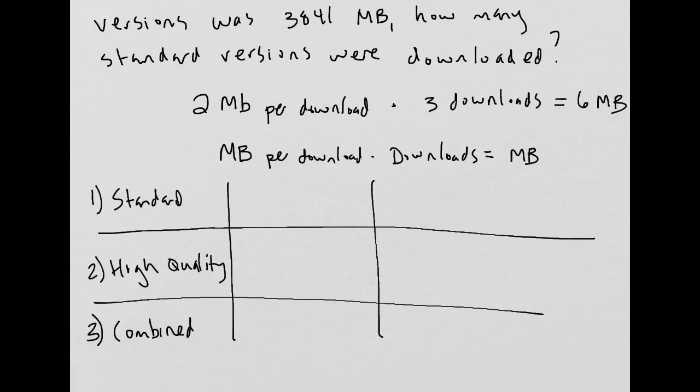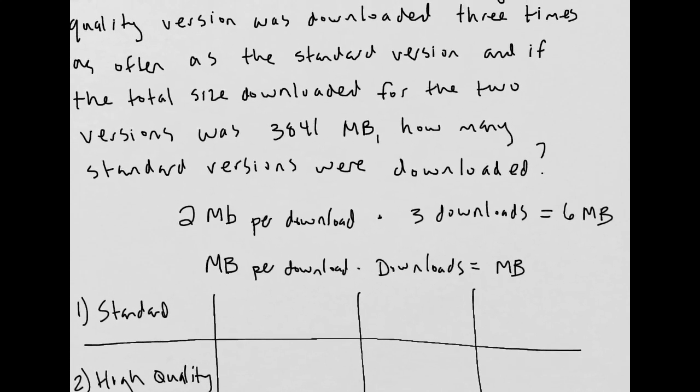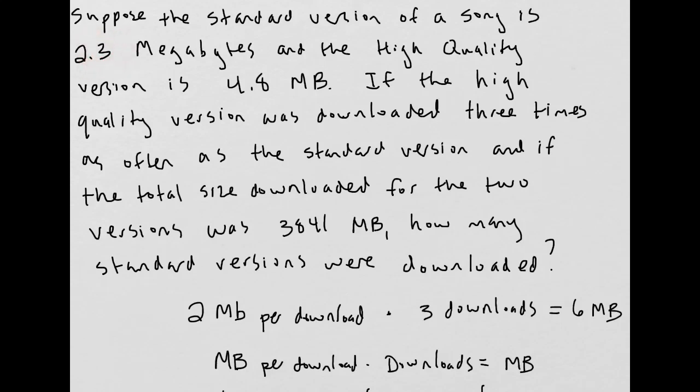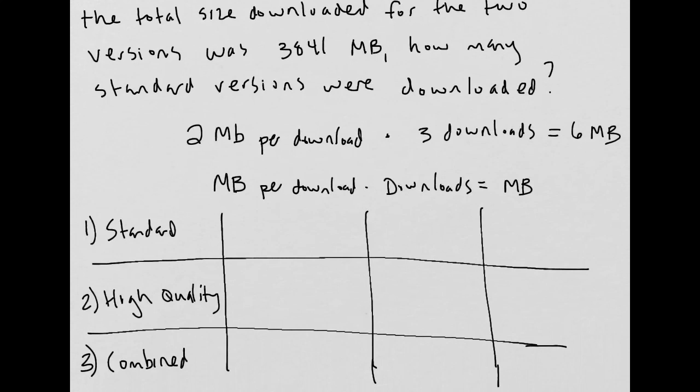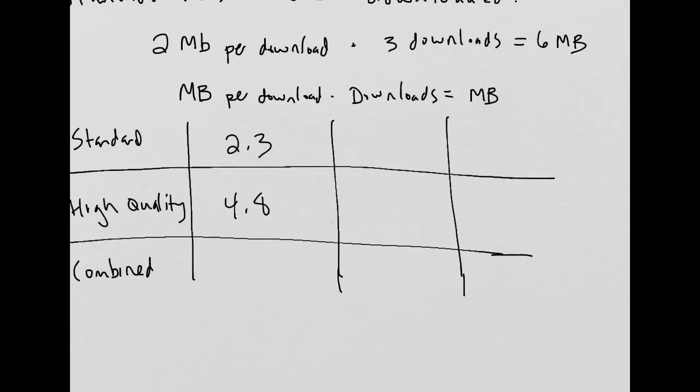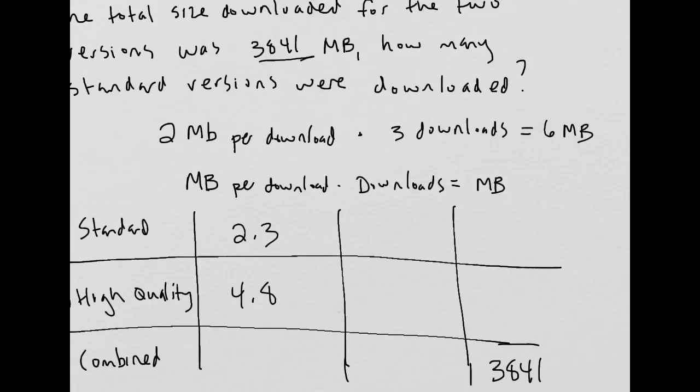So now I'm just going to make a table out of our information. This gives us a way to organize the information from the problem. So what I want to start with is megabytes per download. And I think they told us again up here the standard version is 2.3 megabytes per download and the high quality is 4.8. So I'm going to fill those in. Okay, what were we looking for in the problem? Well, even before I get to that point, they actually gave us this other piece of information. They told us the total size downloaded was 3,841 megabytes. So that's going to go under my megabytes column, and it's going to go under my combined row. So I know that between the standard and high quality versions, I've used up 3,841 megabytes total on the computer.